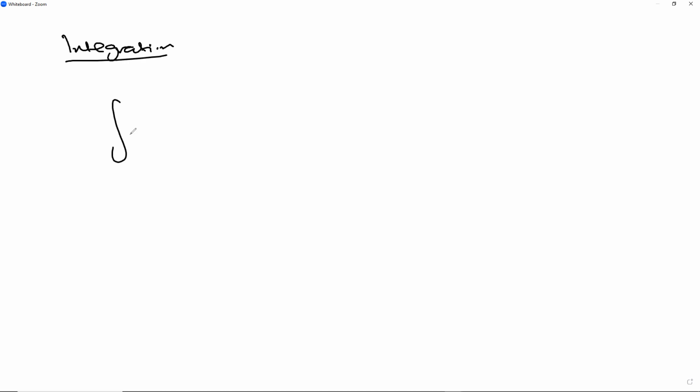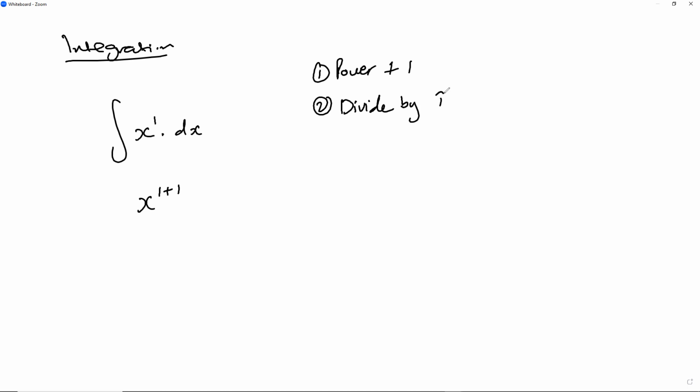If I find the integral of 4x, all right, the first thing I have to remember, or let's just say I want to find the integral of x to the power of 1. What I have to do is take the power plus 1. So that's going to become x to the 1 plus 1. Then divide by whatever answer you get there. Divide by 1 plus 1. And we're going to add some constant c over here. So this is going to become x squared over 2.